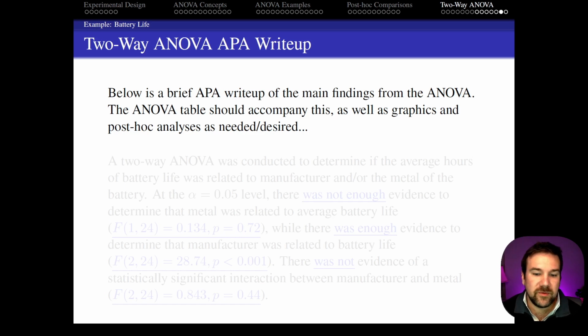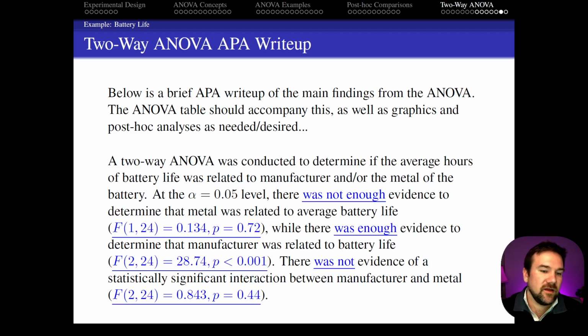And then we would potentially do post hoc analyses here. But again, just for the sake of time, we'll present our two-way ANOVA, just the ANOVA part. So we could mention what we're assessing, the average hours of battery life. We've got our variables, the manufacturer and the metal. We've got the levels. And then we just say there's not enough evidence to determine that the metal was related.